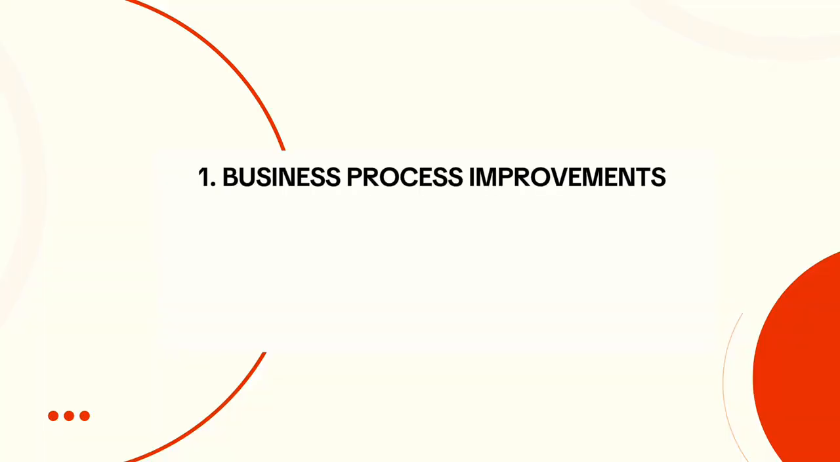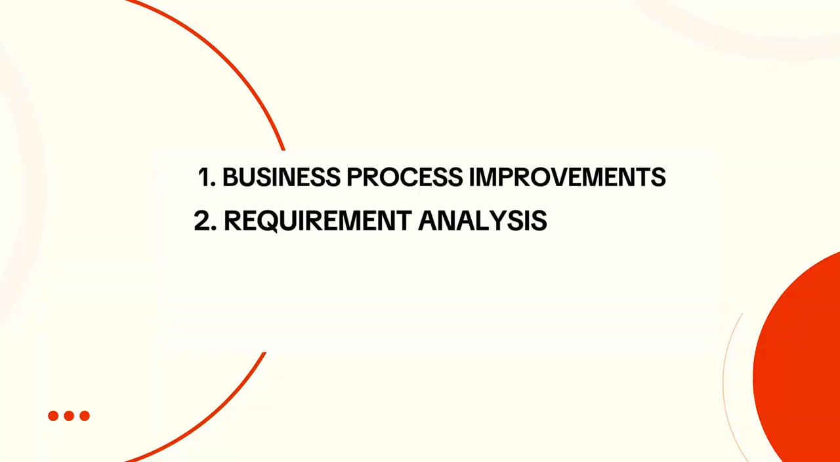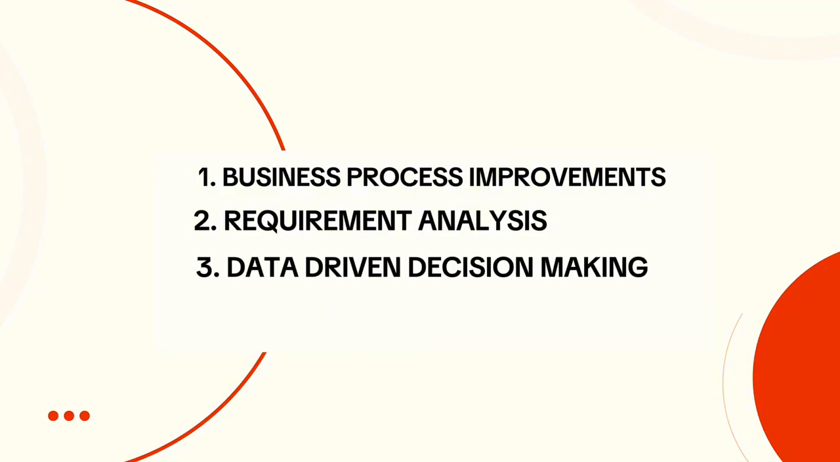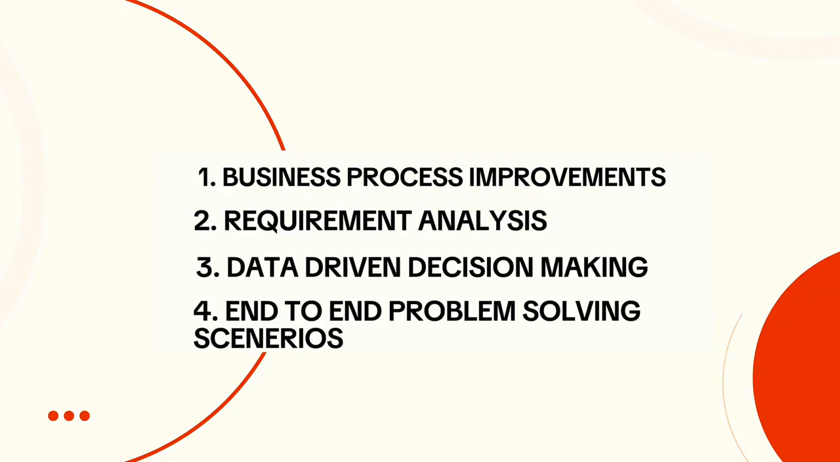Strong project types could include the following. Number 1, business process improvement. Number 2, requirements analysis. Number 3, data-driven decision making, reporting and dashboards, and finally, end-to-end problem-solving scenarios. For example, improving a customer onboarding process, analyzing customer churn, improving internal reporting for management, or identifying inefficiencies in an operational process. The project does not need to be complicated. What matters is that it allows you to show problem identification, analysis, and documentation.